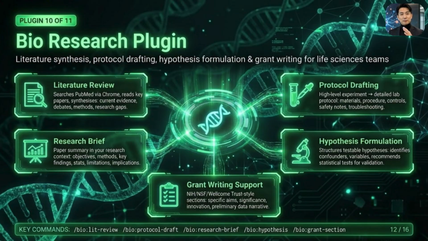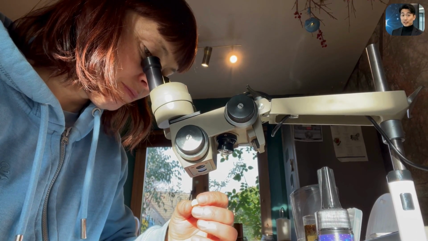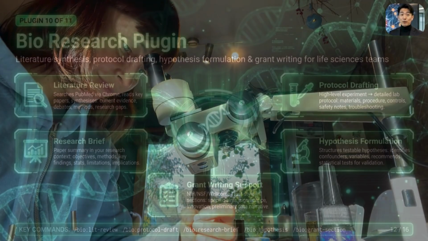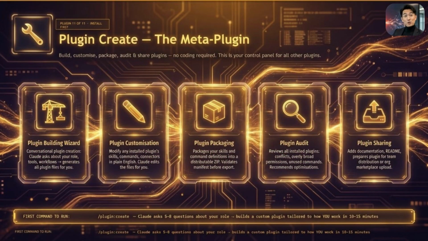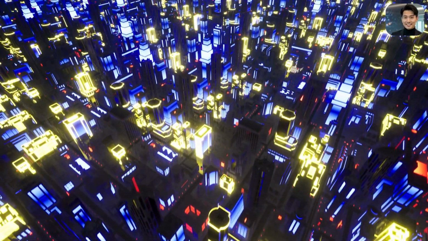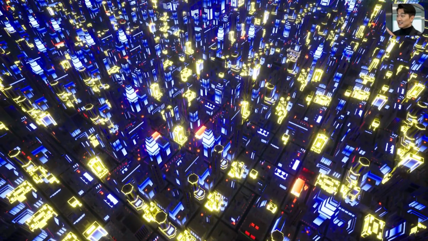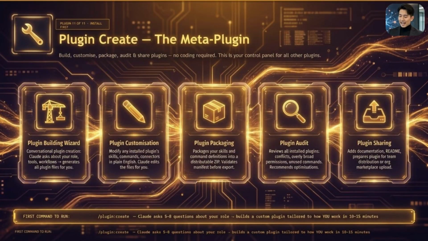The research brief skill summarizes any paper or set of papers in your specific research context: objectives, methods, key findings, statistical significance, limitations, and implications. The hypothesis formulation skill helps structure testable hypotheses from observations or data, identifying confounders, variables, and recommending appropriate statistical tests. And the grant writing support skill assists with NIH, NSF, and Wellcome Trust application sections, specific aims, significance and innovation, and preliminary data narratives. Plugin 11 is Plugin Create.